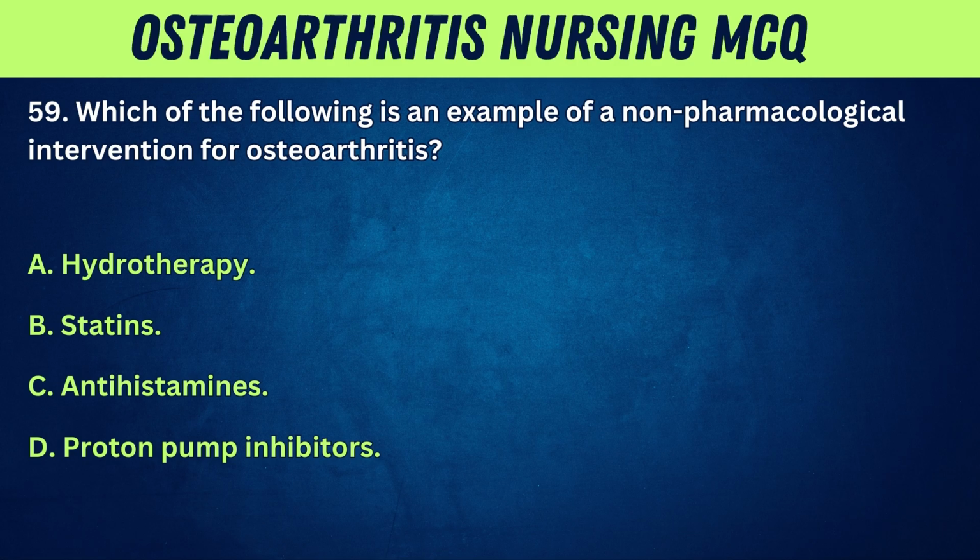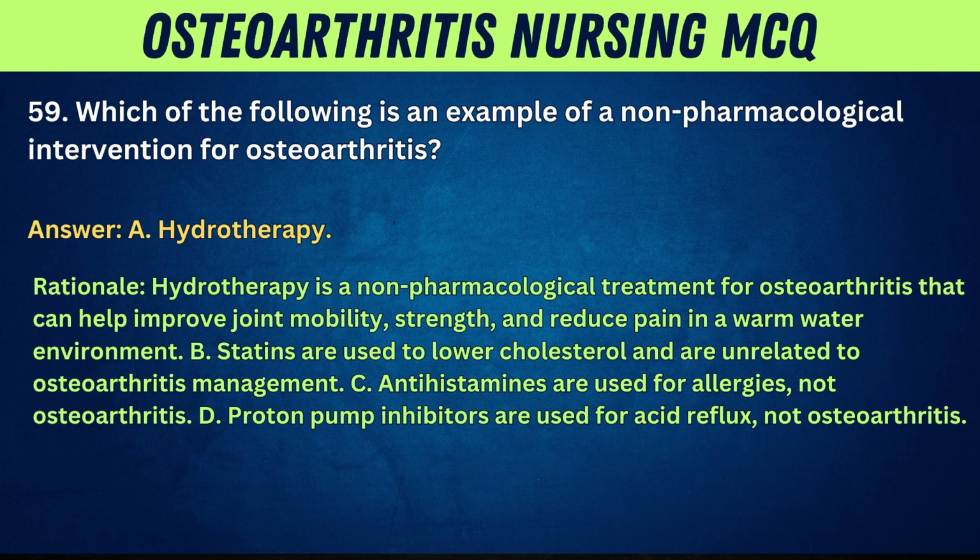59. Which of the following is an example of a non-pharmacological intervention for osteoarthritis? A. Hydrotherapy. B. Statins. C. Antihistamines. D. Proton pump inhibitors. Answer: A. Hydrotherapy.